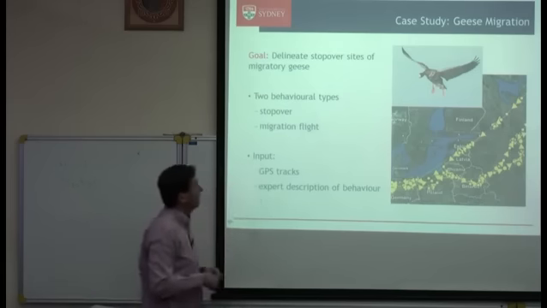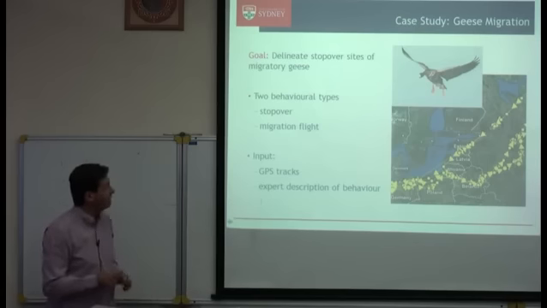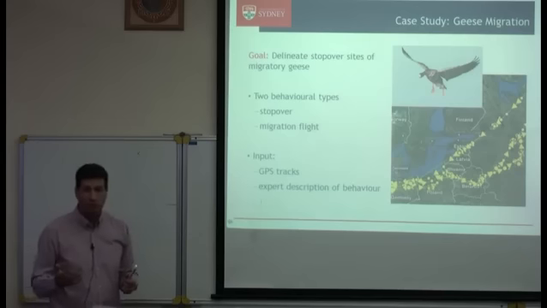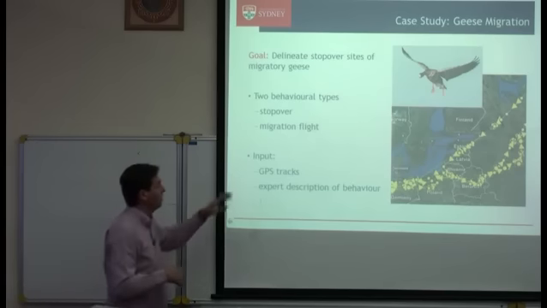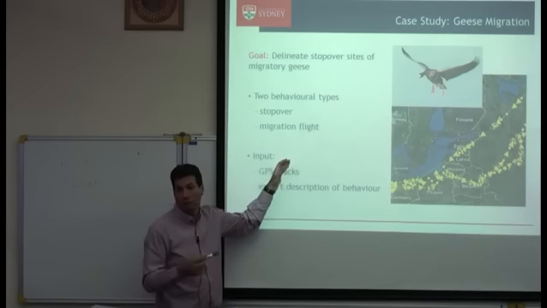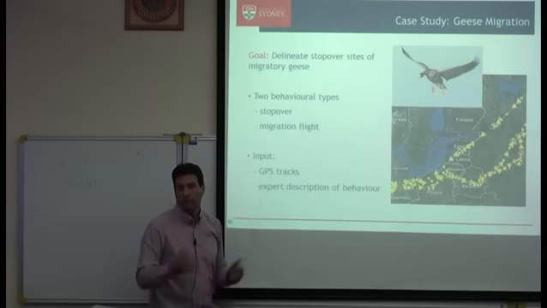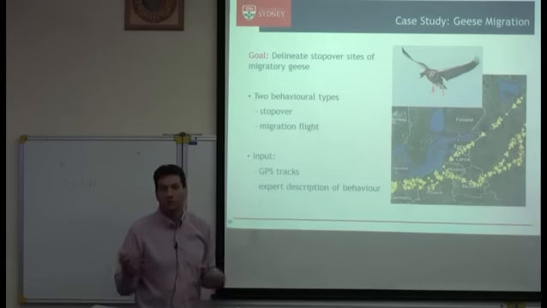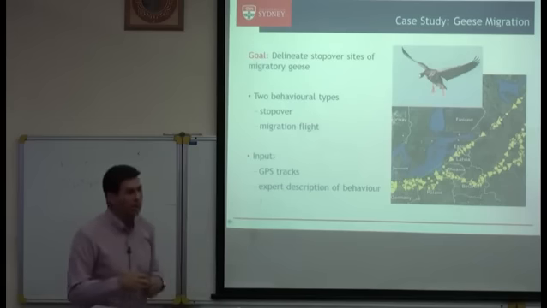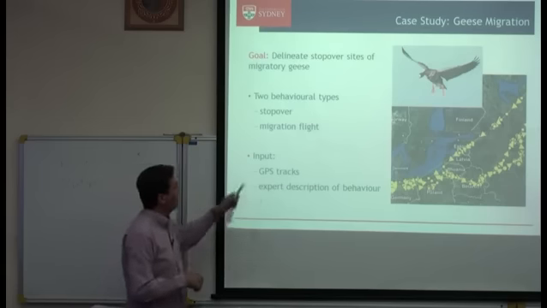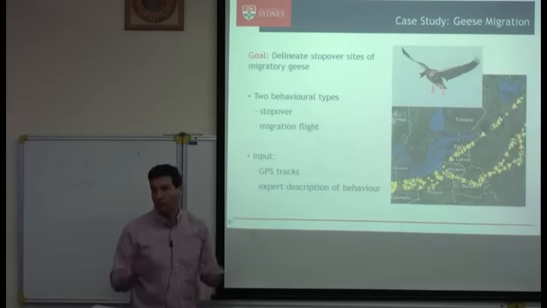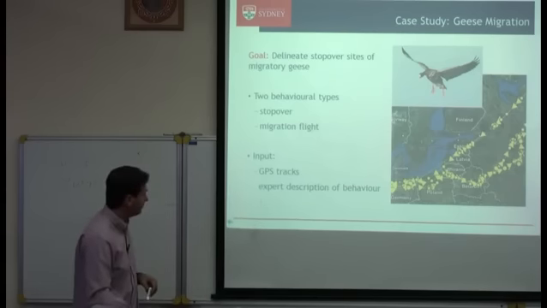So they track geese, and they have 2 behavioral types. One is stopover, and one is migration flight. This is for migrating birds, and the only thing you want to do is decide when they stop to rest and when they're flying. It seems trivial, but usually this is done manually. Now we just want an automated tool that does this for the behavioral ecologist.